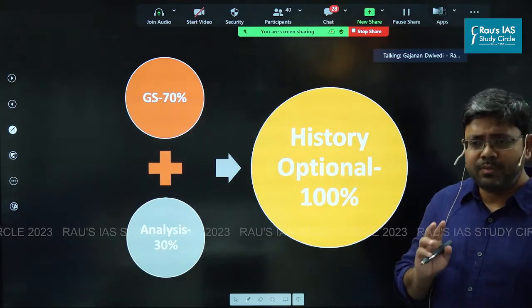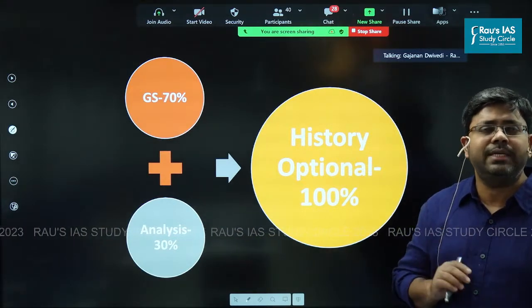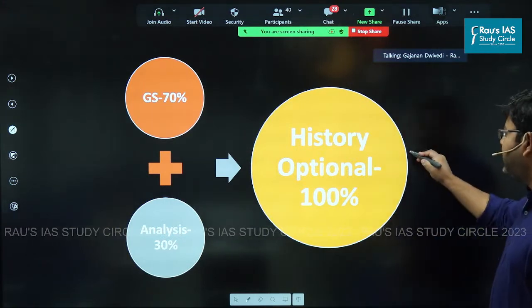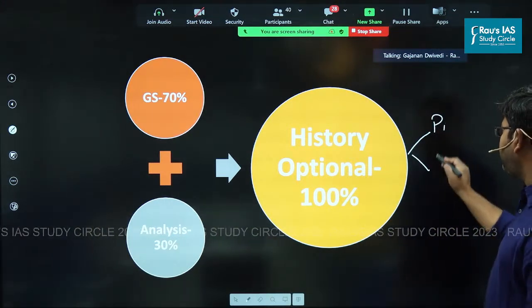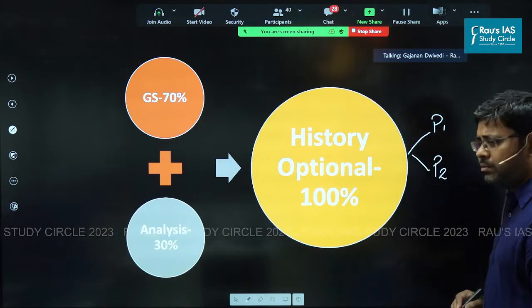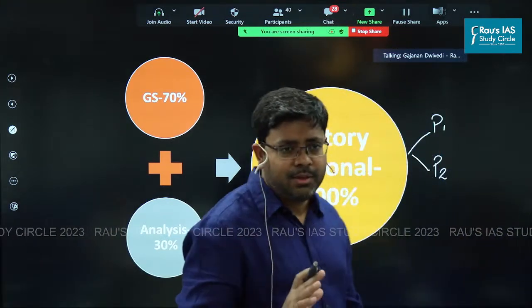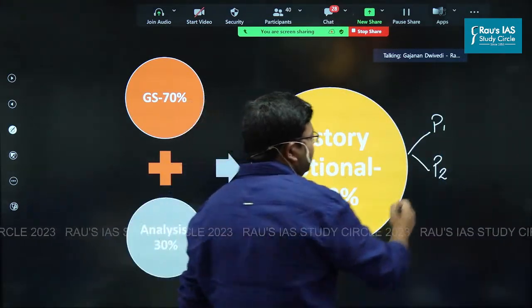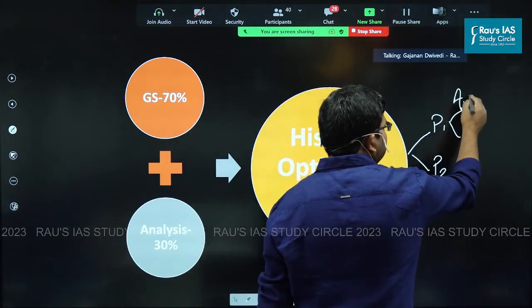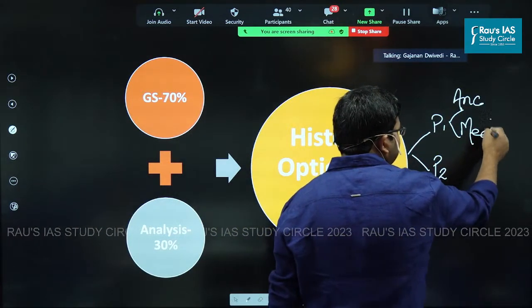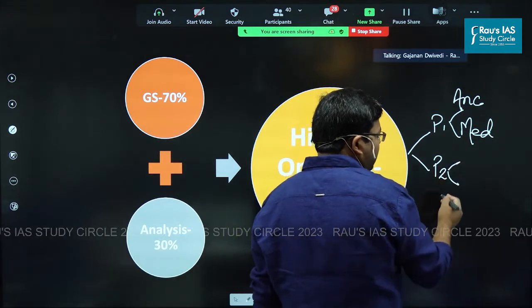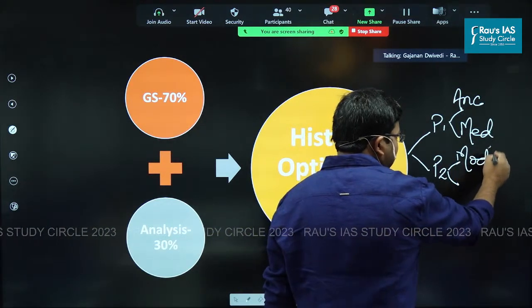History optional, the most basic thing that we should know, is that there are two papers, paper 1 and paper 2. Paper 1, what we have to study there? Ancient and medieval. Paper 2, what we have to study there? Modern and world history.